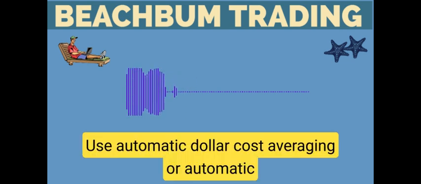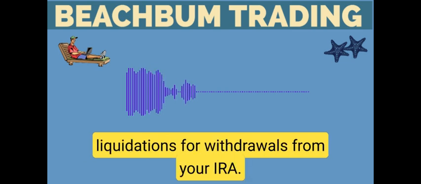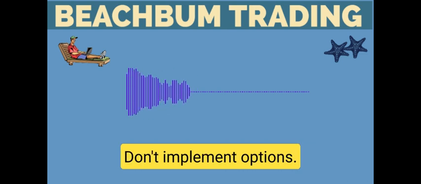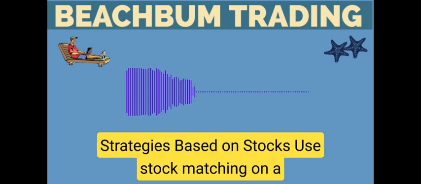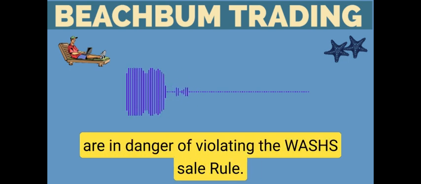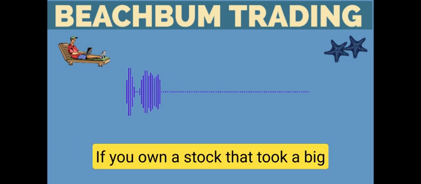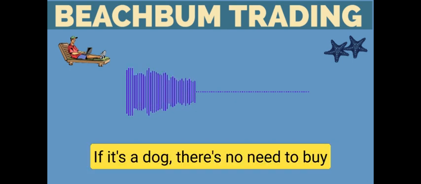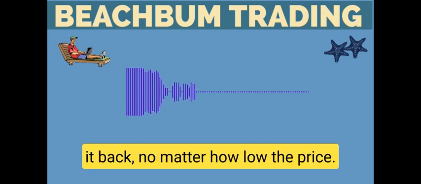Use automatic dollar cost averaging or automatic liquidations for withdrawals from your IRA. Don't purchase these same investments in other accounts. Don't implement options strategies based on stocks. Use stock matching on a first-in, first-out basis to determine whether you are in danger of violating the wash sale rule. If you own a stock that took a big dip and you can't stand the fall, sell it. If it's a dog, there's no need to buy it back, no matter how low the price.